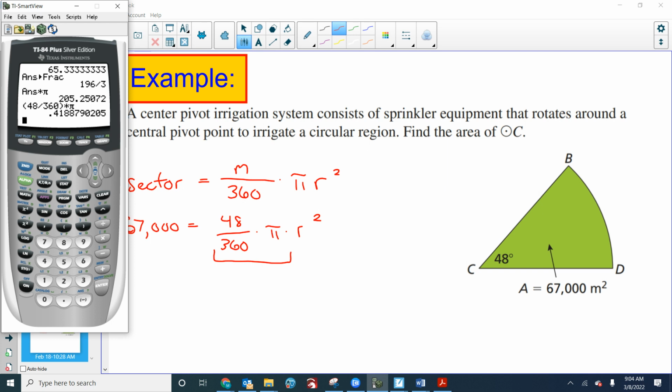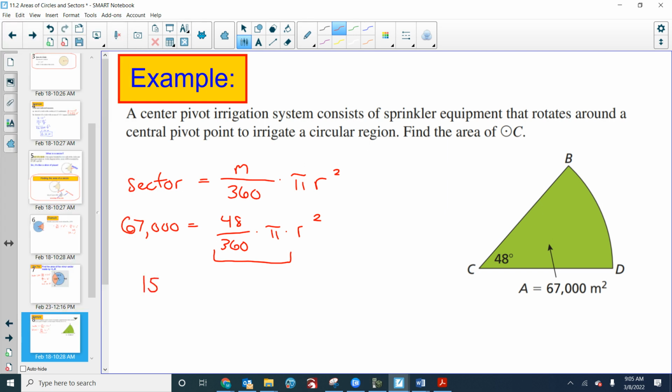So I'm going to take 67,000 divided by, and I don't want to type in 0.42. I'm going to do second answer to get that whole decimal to keep it as accurate as possible. And that's a big number. What am I going to do with that number? That's equal to r squared, right? So we're going to have to square root. So I'm going to write this step here. 159950.